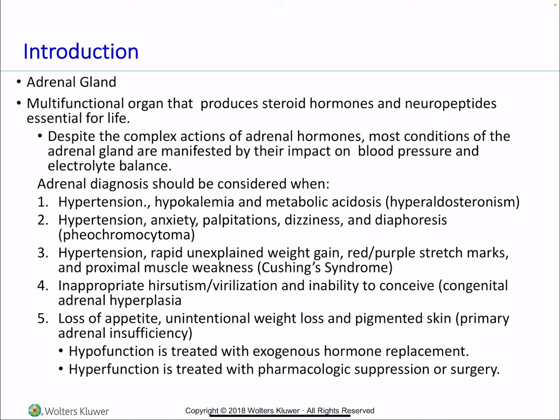Hypertension, rapid unexplained weight gain, red-purple stretch marks, and proximal muscle weakness could signify Cushing's syndrome. Inappropriate hirsutism, virilization, and inability to conceive could signify congenital adrenal hyperplasia. Loss of appetite, unintentional weight loss, and pigmented skin could signify primary adrenal insufficiency. Hypofunction for this is typically treated with exogenous hormone replacement. Hyperfunction, on the other hand, is typically treated with pharmacologic suppression or surgery.